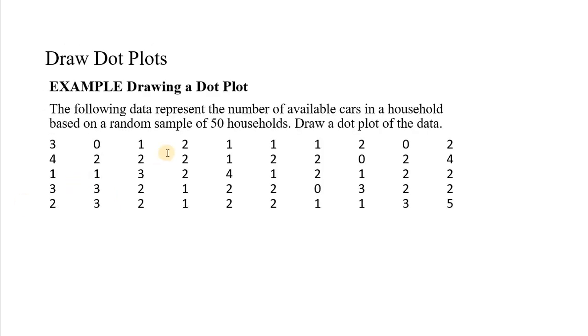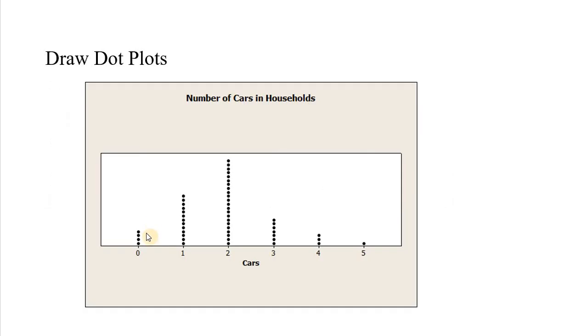So here is an example. This is the data that represents the number of cars available in a household based on a random sample of 50 households. We need to create a dot plot for that data. The observations we observed are 0 cars, 1 or 2 or 3 or 4 or 5 cars, and then we placed a dot each time we saw a 0 number of cars, and then we placed a dot each time we saw 1 in our raw data.